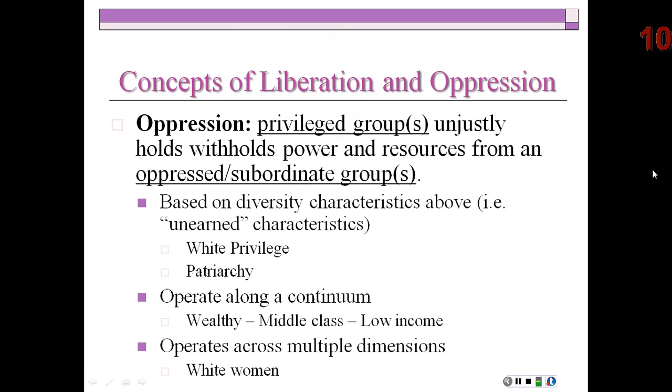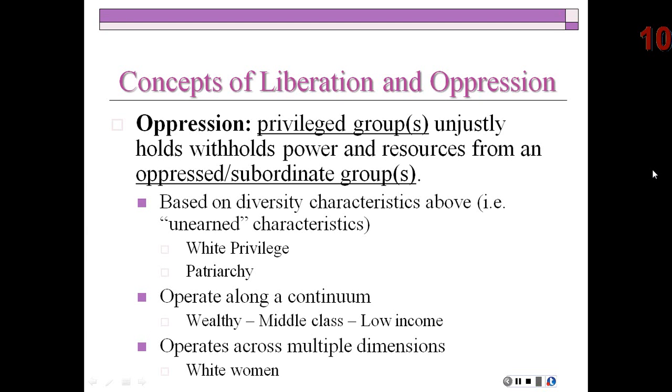Now we get into the meat of some of this stuff. Concepts of liberation and oppression. Now, these ideas have been mostly developed by a couple of guys. One named Isaac Prilleltensky at the University of Miami, and another named Roderick Watts. I think he's in New York now. He used to be at Georgia State. But what oppression is, and how they identify it, is that a privileged group unjustly withholds power and resources from an oppressed or subordinate group, right?